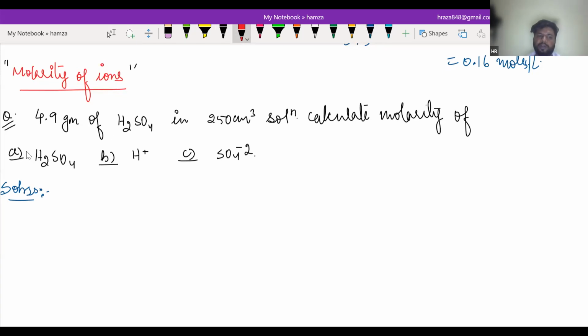Please do the first part, you can easily calculate it, Hamza. For the B and C parts, I will definitely explain it. But first, tell me the right answer of the A part. Can you solve it? Yes. Let me try.